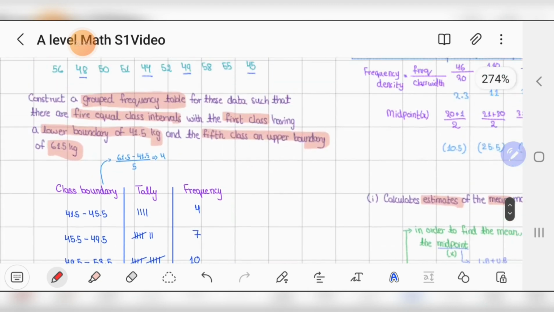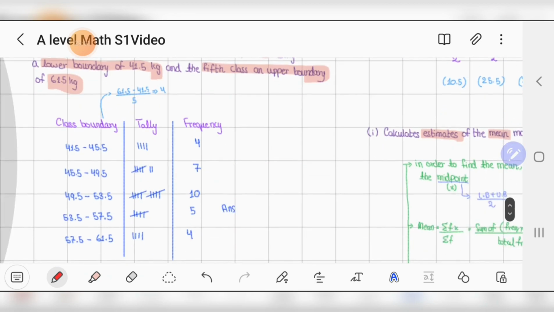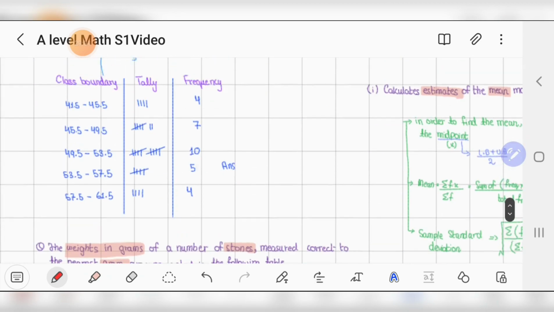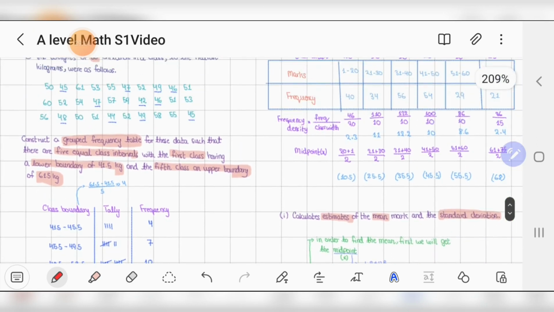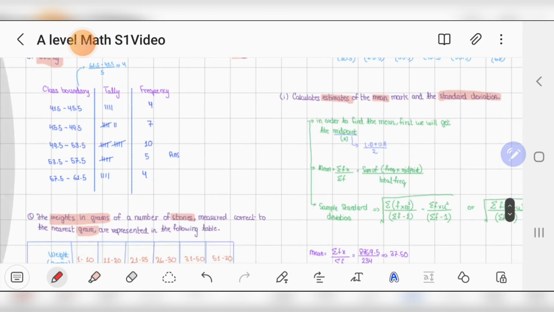And now we're just going to make a frequency table. We're going to do tally, and then we will get the frequency. And this is the answer. This is how you're going to make it. You will see which of these fit into the particular class boundary, and then you just make a tally and write down the frequency, that is, how many numbers are fitting into this class boundary.